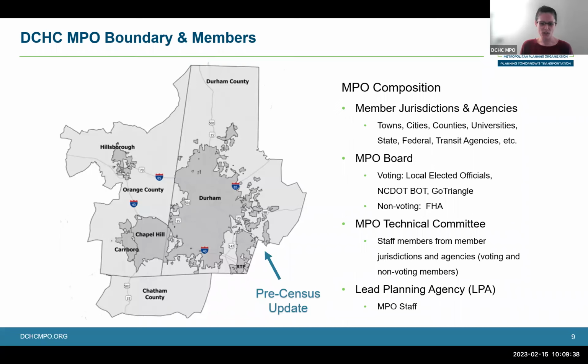For the most part, voting members align with the same level of the board. So you would say Town of Hillsborough, Chapel Hill would be some of those voting members. Non-voting members would be some of those federal and state members. And then you also have the lead planning agency, which is MPO staff, which I am a part of. We'll go over how many people are actually a part of the MPO staff later, but the lead planning agency basically puts together the technical review and documentation for consideration from the committee and board members.